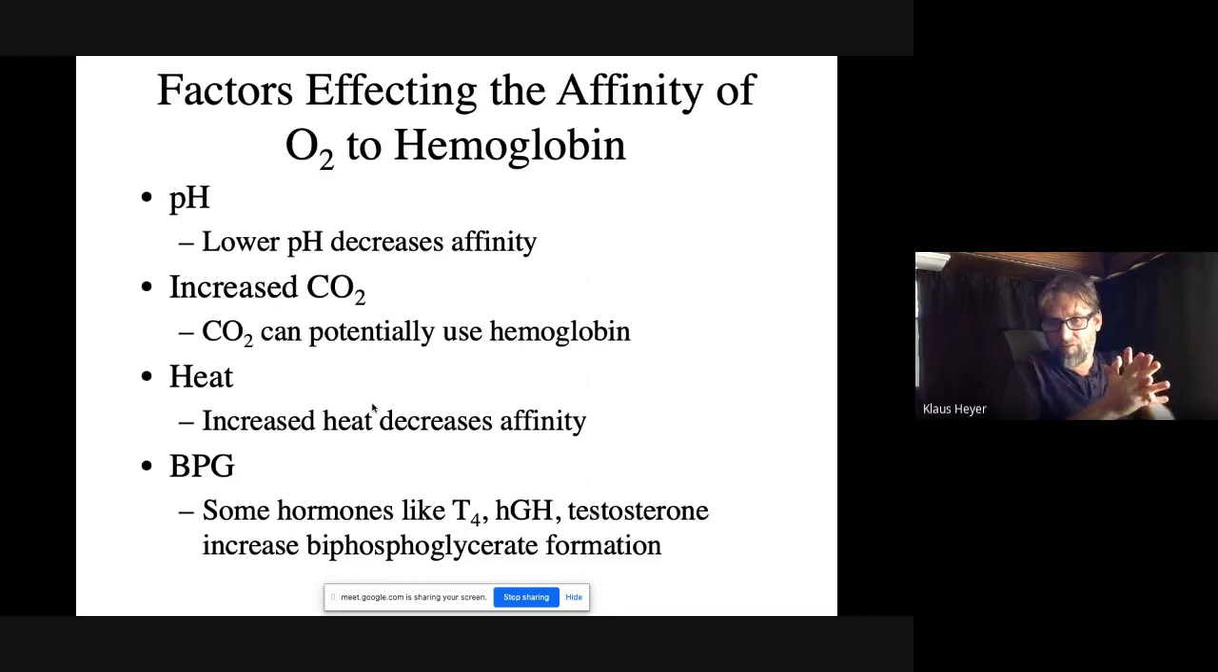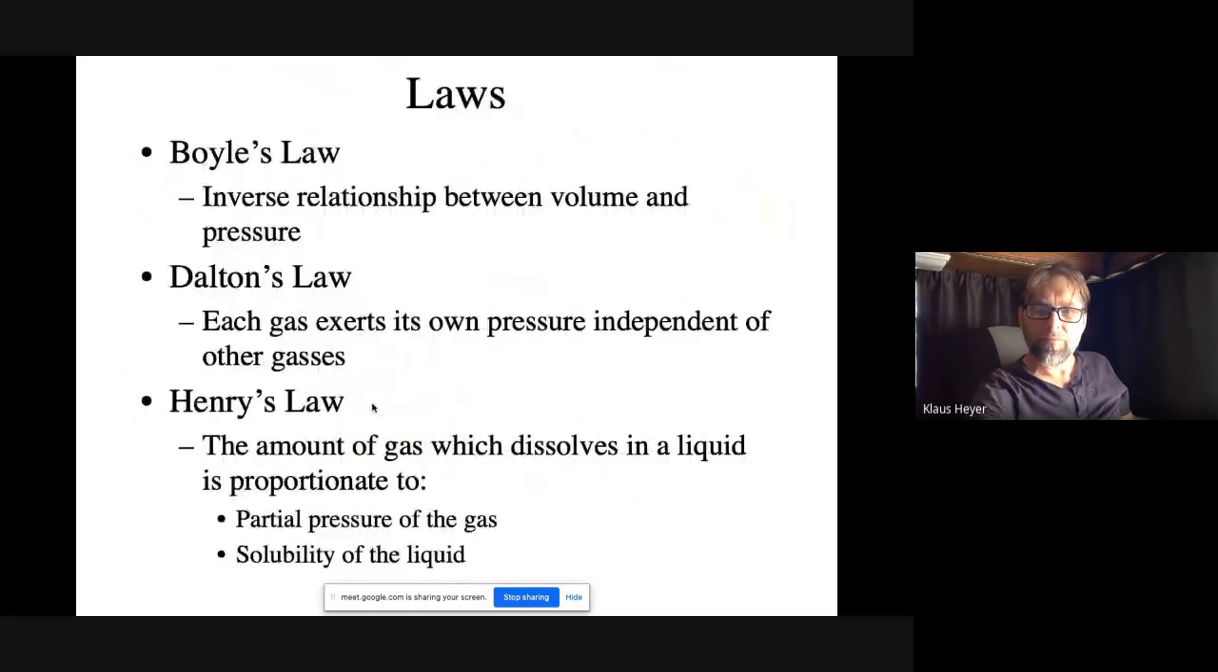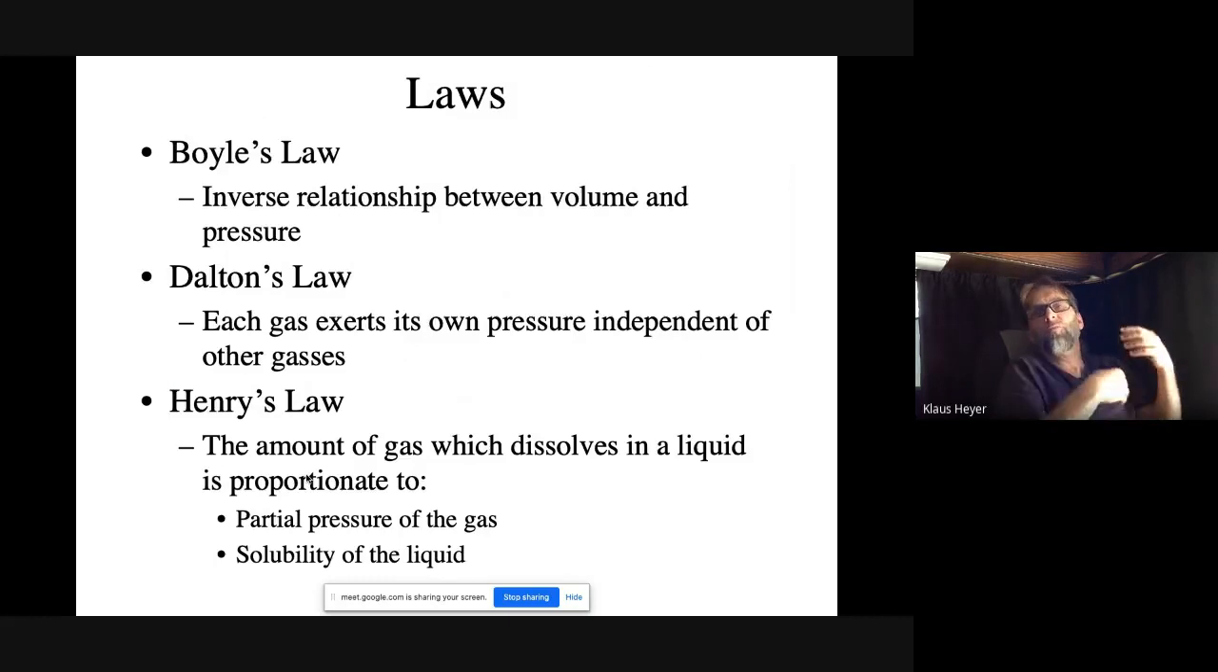These last 2 slides that we've been discussing have been talking about Henry's law, and that is that the amount of gas that's soluble in a liquid is dependent on the pressure of the gas and the solubility of the liquid. Right here, this bottom one. So the amount of gas dissolving in a liquid is proportionate to the partial pressure of the gas and the solubility of the liquid. The more pressure you have, the more gas will get.